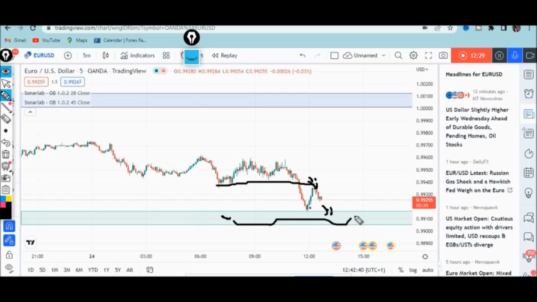Okay, I hope, guys, you have learned something from this video, that the easiest way and the most accurate order block finder or order block indicator is found on tradingview.com.